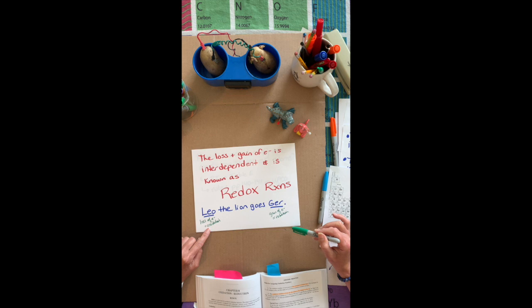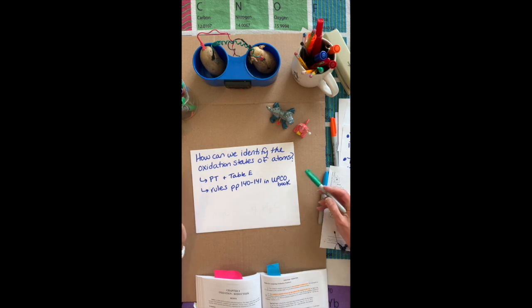The atom that loses an electron is said to be oxidized or undergoing oxidation. The atom that is there to gain the electron is said to be reduced or undergoing reduction. So, how can we identify the oxidation states of atoms?